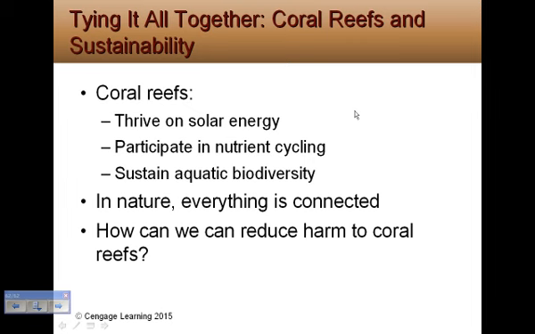And because of the environment that they've created with the coral, they create habitat for a tremendous amount of organisms, and the biodiversity level is very, very high in these areas. You have to remember, in nature, everything is in fact connected. That concludes Chapter 8.